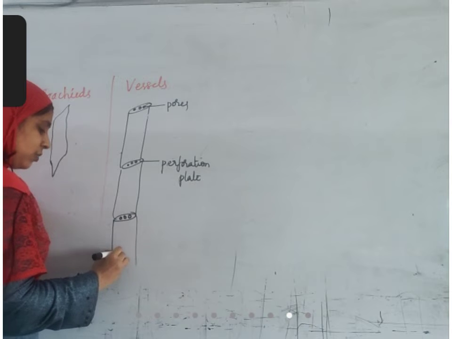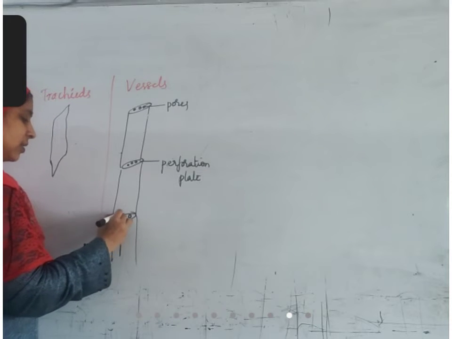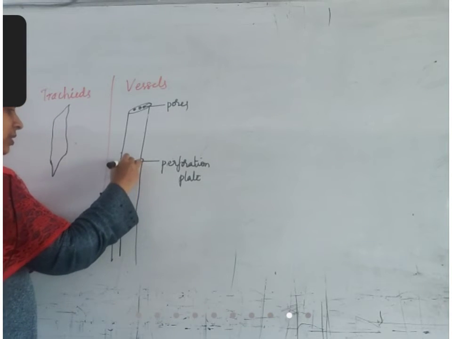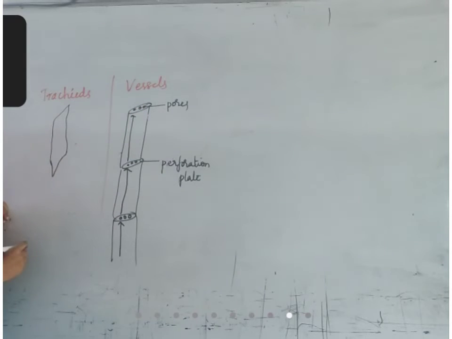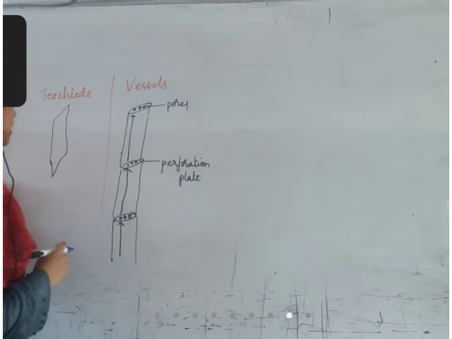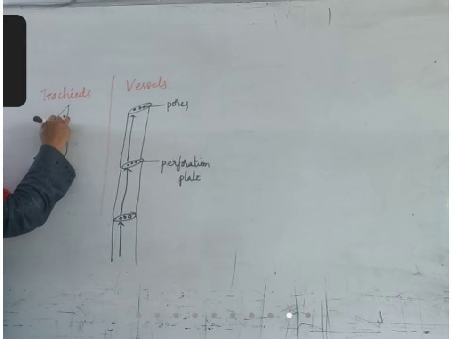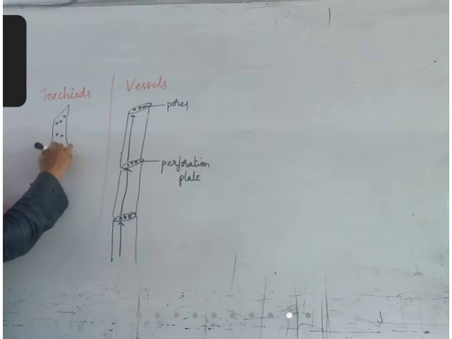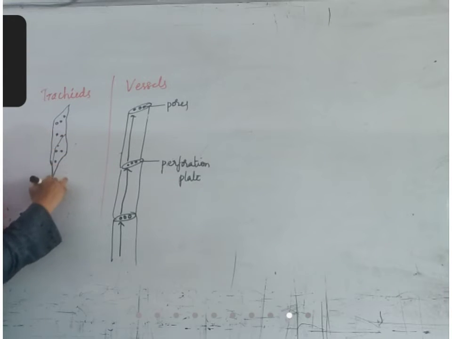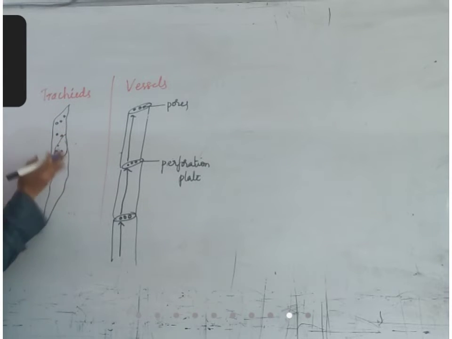So when water is moving from cell to cell, it enters this pore, it enters this pore, it goes like that, from one cell to another cell. Tracheids are having holes all over the body like this. Another cell which is adjacent to this, one cell will be there, overlapping. This cell is present over that cell. There are holes that are connecting them.